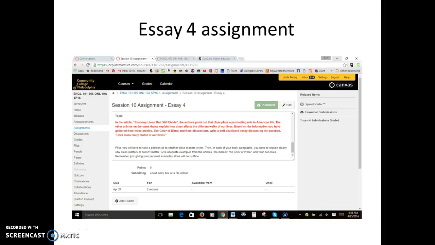Here are the details of the assignment. You're going to have to develop an essay discussing the question, does class really matter in our lives? In other words, you will have to argue, you'll have to take a position as to whether class matters or not. And then you need to explain clearly why class matters or does not matter, and use examples from the articles and from your own experience.